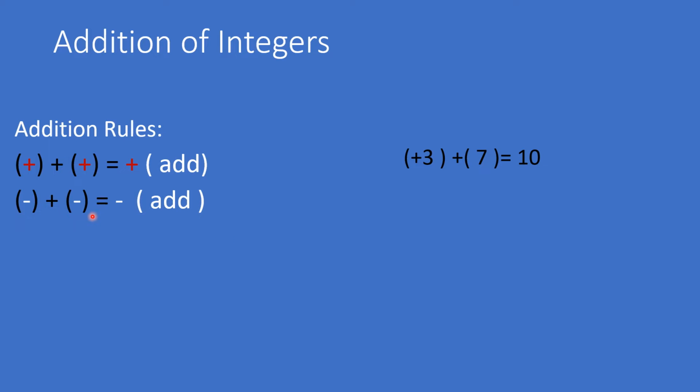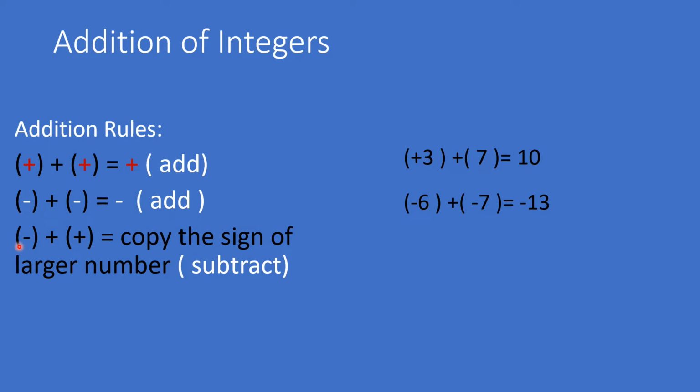Negative plus negative, the answer sign is negative. So let's have an example. 6 plus negative 7. Just add first 6 and 7. That is 13. Then copy their common sign, negative.